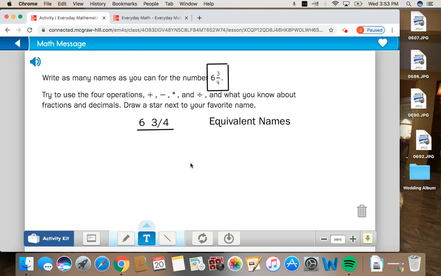So that was one of our vocabulary words. What does the term equivalent names even mean? Well, think about it. What does equivalent mean? Equivalent names means different ways to represent or express the same number. It may include numbers, operations, words, or even symbols. So why don't you go ahead and try it? Come up with different names, as many as you can, that are equivalent to 6 3/4.